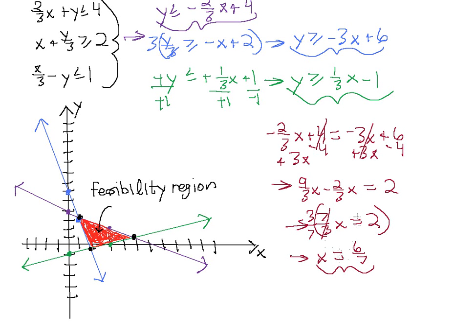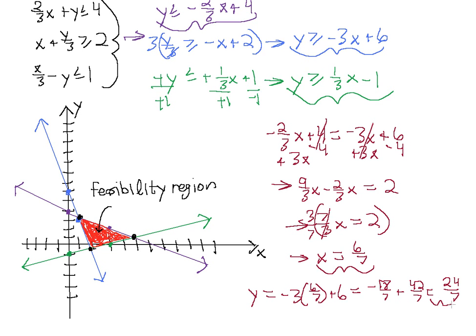So let's plug this value into either one of the equations and get a value for y. Let's use this one because this one has a fraction. I like to make life easier. So we have y equals minus 3. Remember, it's an equal sign because we're looking for an exact point. We're not looking for a region. So y equals minus 3 times x, which is 6 over 7, plus 6, which equals minus 18 over 7 plus 6. We can rewrite 6 as 42 over 7. So we can combine these two fractions and we get 24 over 7.